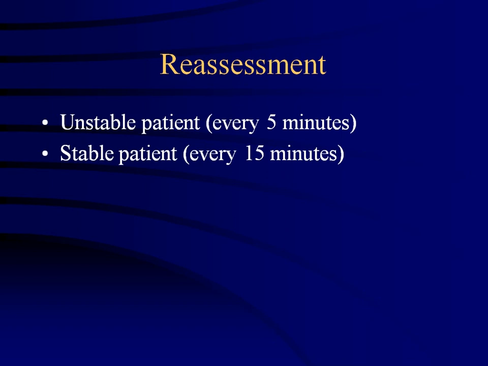Okay, how often do you reassess vital signs? On an unstable patient, you need to check them every 5 minutes. Now, I'll just tell you right now, if you take out the word every and put the letter Q there, it means the same thing. So Q means every. If you see on a document vital signs Q5, that means every 5 minutes. And for stable patients, you want to take them every 15 minutes or so.